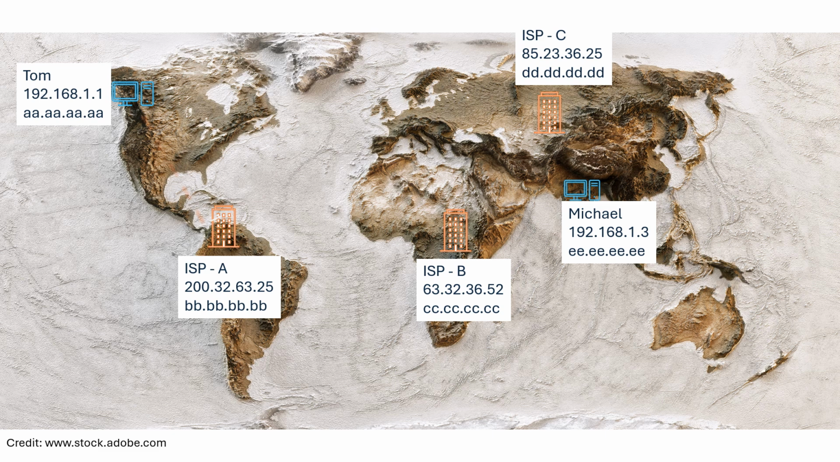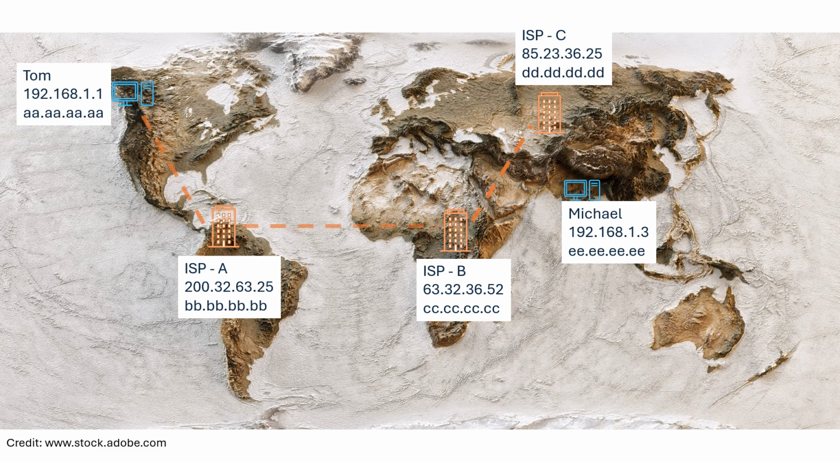It sends this data to ISP B. Source and destination IP addresses remain the same, but this time ISP A puts the source MAC address as its own MAC address, which is bb.bb.bb.bb, and the destination MAC address of ISP B, which is cc.cc.cc.cc. Likewise, ISP B then sends the packet to ISP C with the source IP address of Tom and destination IP address of Michael, but changes the source MAC address to its own and the destination MAC address to that of ISP C.